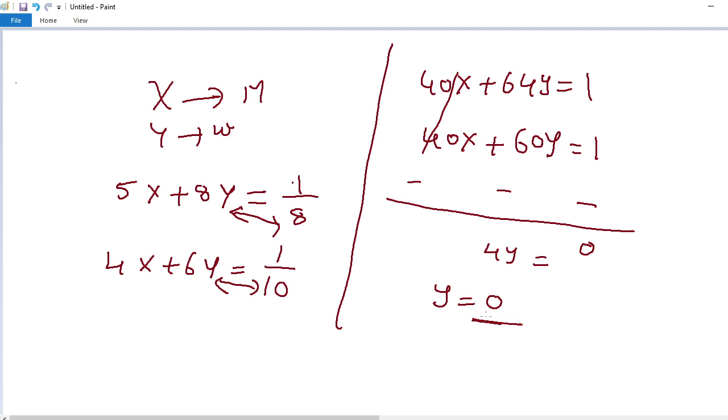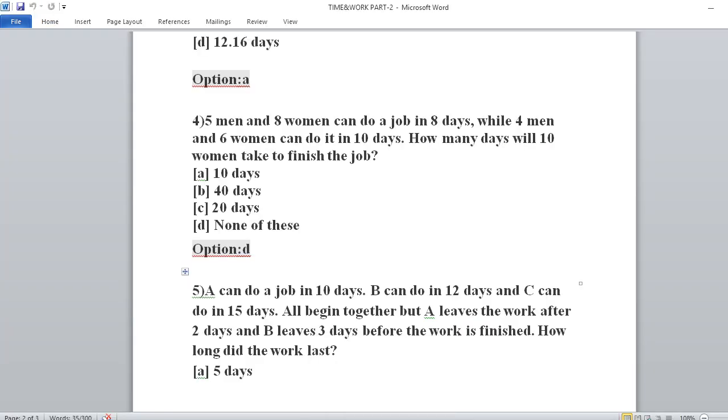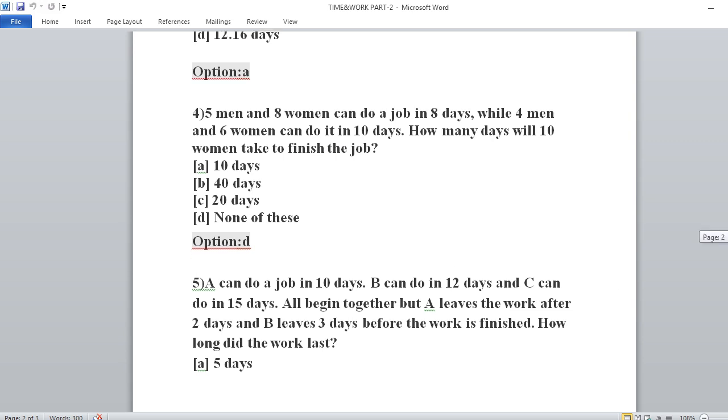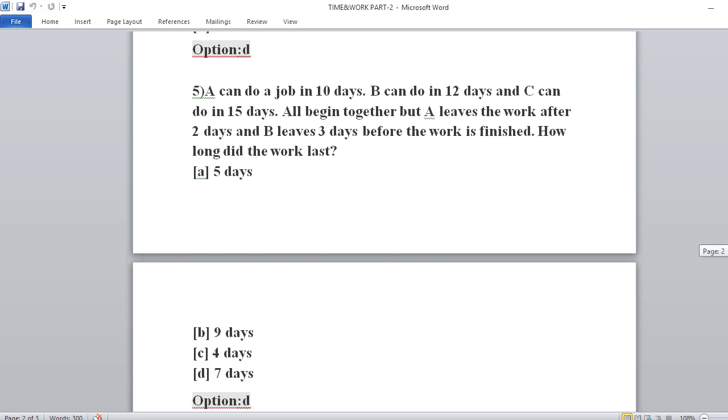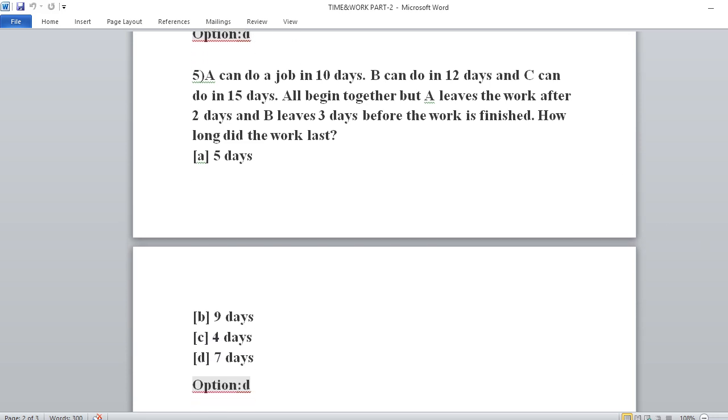That means women have not done any amount of work. So women never complete the work. That is the answer. Okay. So next question. So here none of these, option D, is the correct answer for the fourth problem. Option D. So last problem, fifth problem.